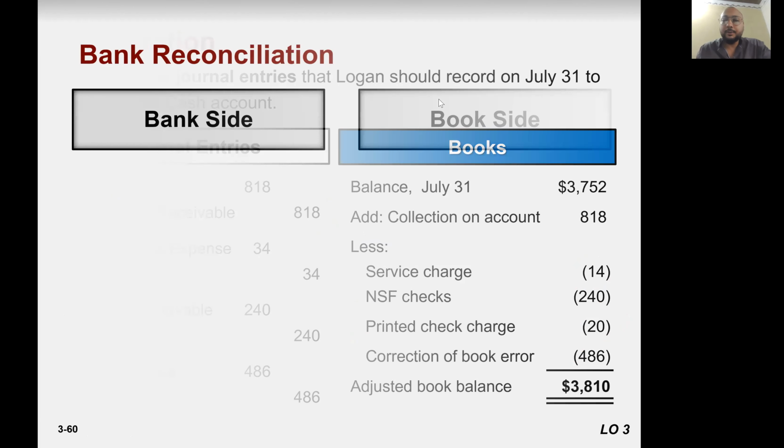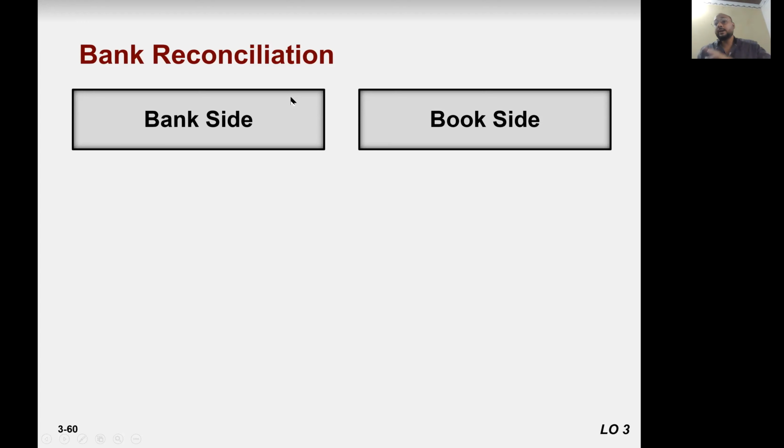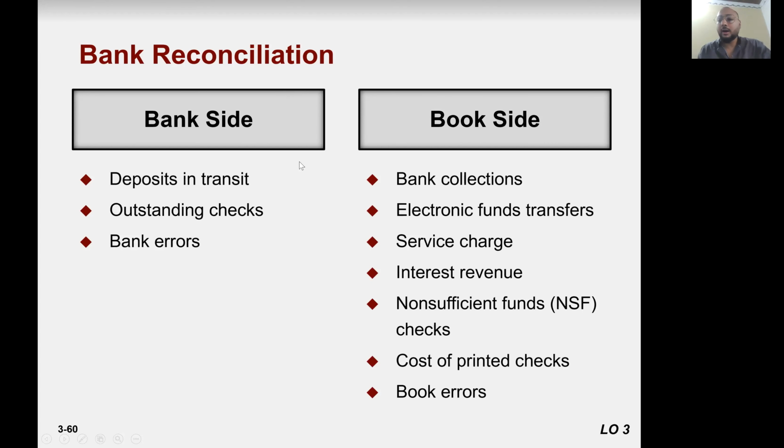Okay. Now, if we make another summary, remember how we are going to extend it. All of you already did that, so I'm just going to be repeating a little bit fast here. On the bank side, what is going to be written? Banking errors, deposits in transit, and outstanding checks. On the book side, we need to write down bank collections, EFTs, service charges, interest, revenue. Remember, revenues will be positive, payments would be negative, right?